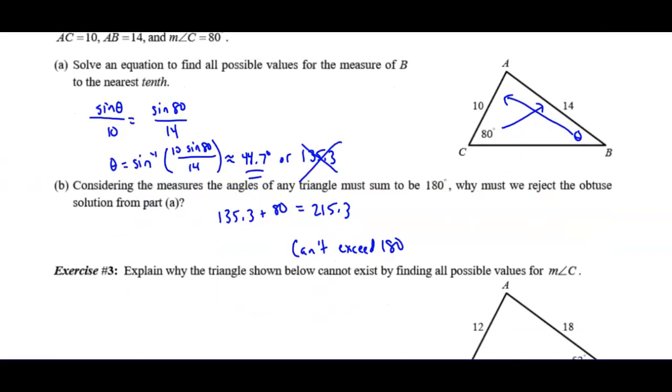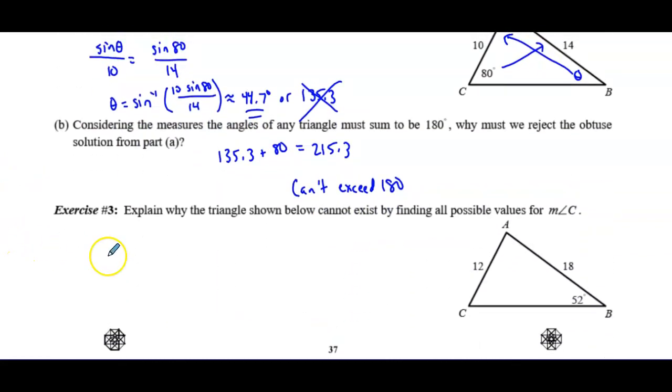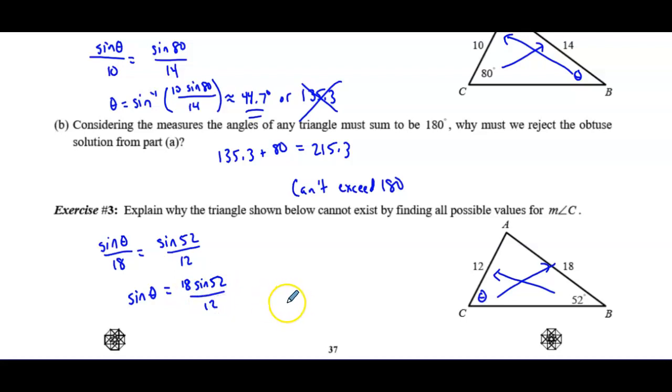Okay, so exercise 3: explain why the triangle shown below cannot exist by finding all possible values for angle C. All right, well, let's go through this one. Angle C gets the theta. I go across and across, and I have sine theta over 18 equals sine 52 over 12. And so sine theta comes out to 18 sine 52 over 12. So then my theta must equal the inverse sine of that ratio, 18 sine 52 over 12.